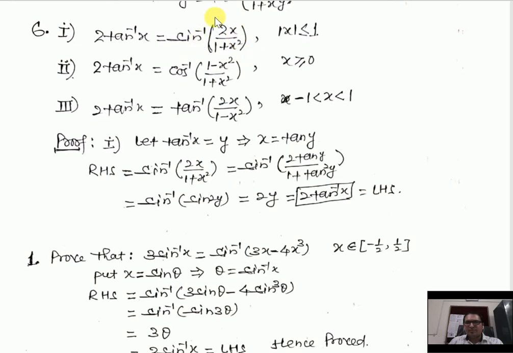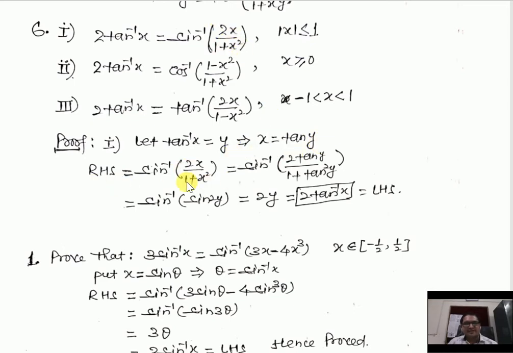If you want to prove this result, you can take x is equal to tan theta. I have taken tan inverse x is equal to y. Even you can take x is equal to tan theta, because 2 tan theta upon 1 plus tan square theta is equal to sin 2 theta. Tan inverse x is equal to y, so x is equal to tan y. Yeah, same thing we have taken.